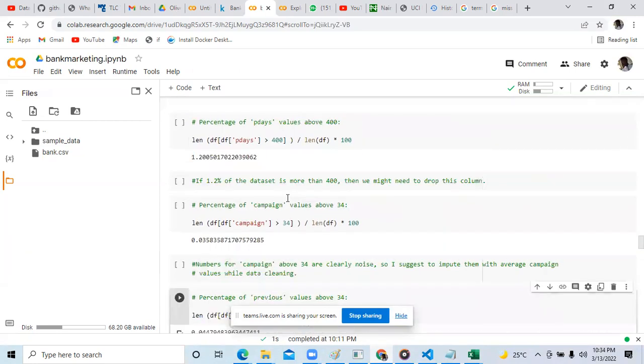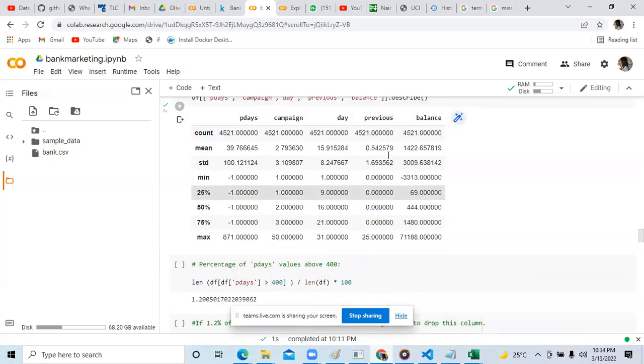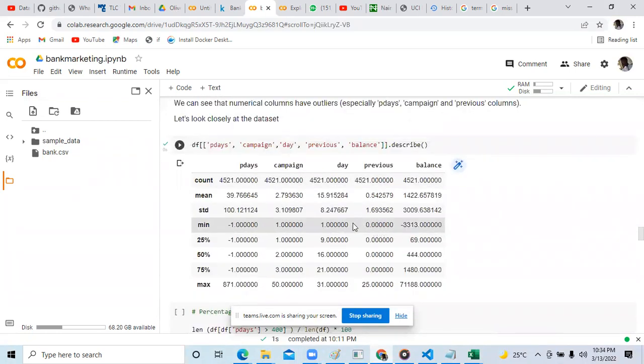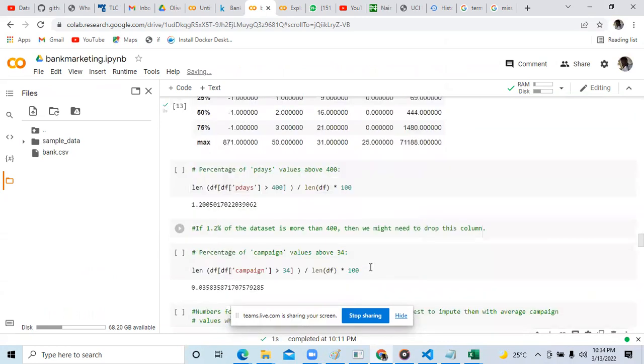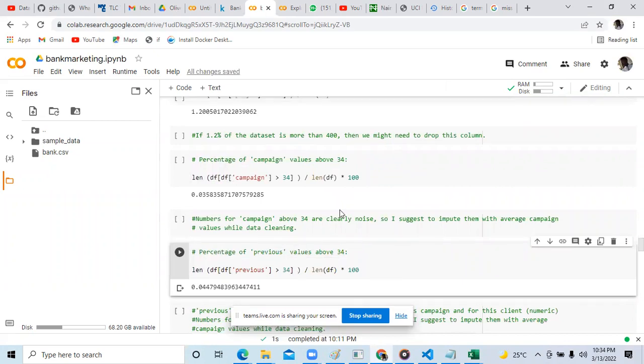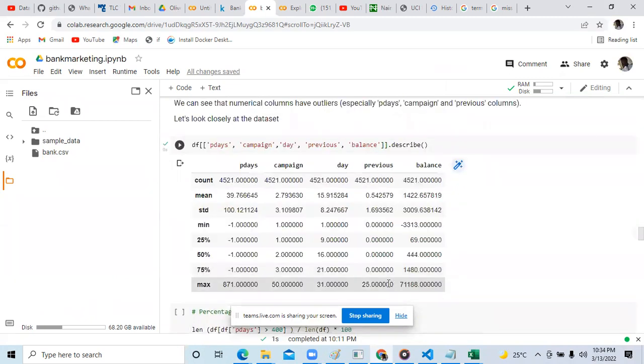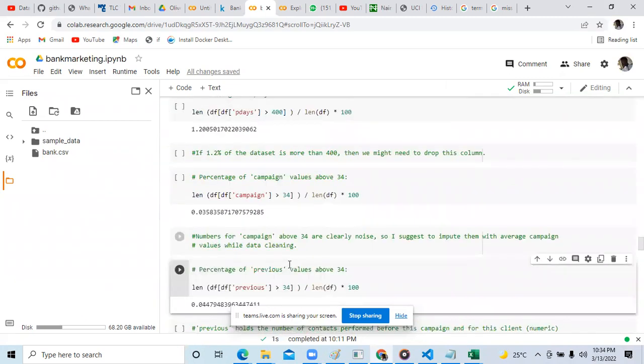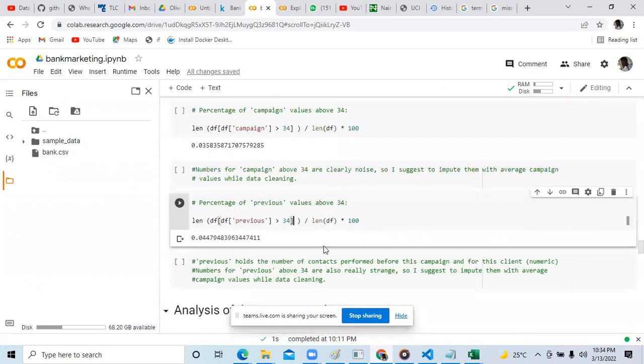So we go to the previous column, and this one is even very bad because minimum is 0 and maximum is 25. So for values, let's check for previous. Abby, was it previous? Yes, let's check for previous. That's why I made a mistake. For previous, I want to check the values above 20. So we have 0.08%. Let me check values above 21.